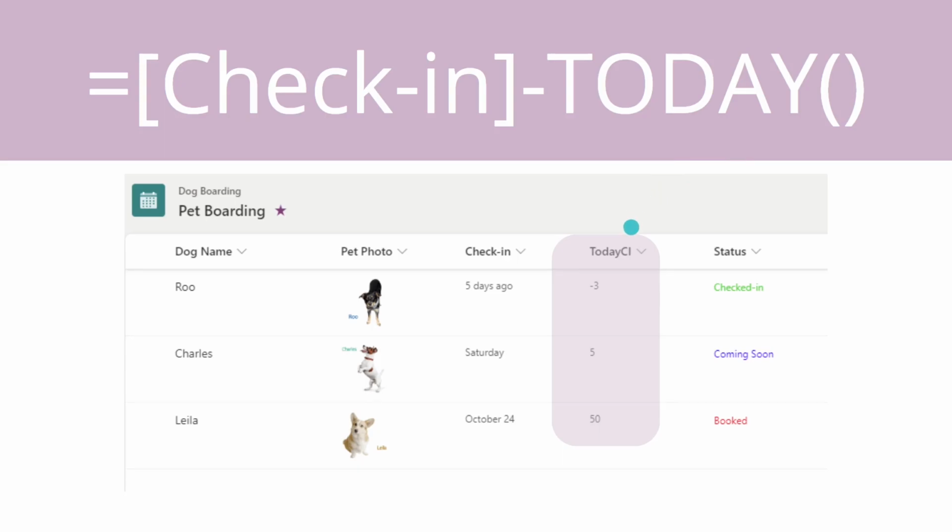Just so that you can see exactly what's happening here, this is the formula that I have inserted into my today CI column. So basically we are just taking the check-in date column and then subtracting today's date. And then this is going to return a number based on how many days we are from the check-in date.